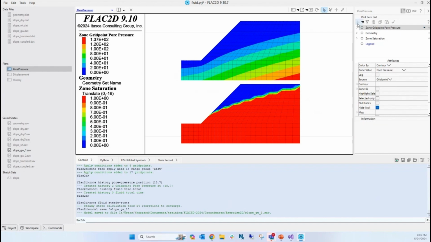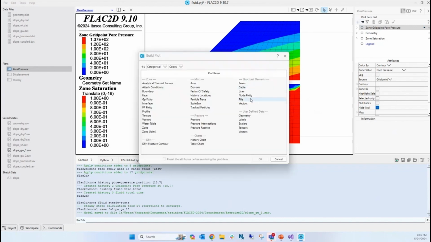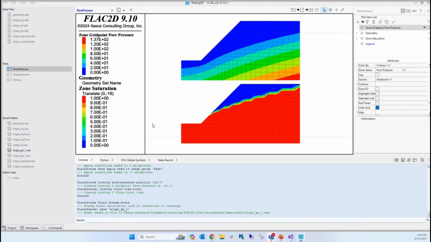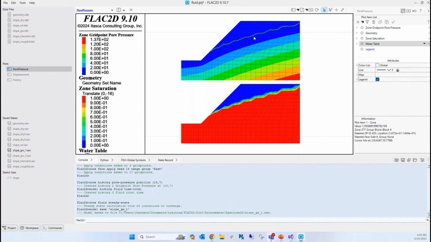I can actually plot the water table in 2D. I go to the plus, under miscellaneous, nope. All right, under zone, there's water table. So it plots a green line here. And the way it plots the water table is it just looks at the boundary between saturation of 0 and saturation of 1 and puts the water table in between. We can change the color here. Let's make it black.